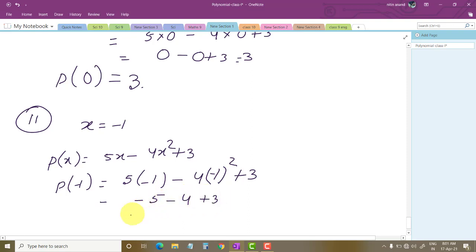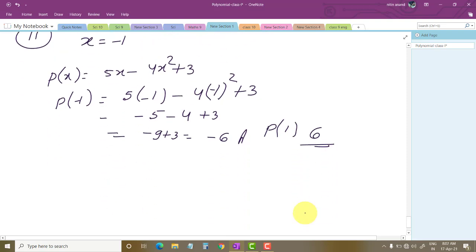Okay, now see, minus minus, then it becomes minus 9 plus 3. Minus 9 plus 3 is equal to minus 6. Then minus 6 is our answer, that means we will write P minus 1 equal to minus 6. This is our answer. Clear? Now see the next question.